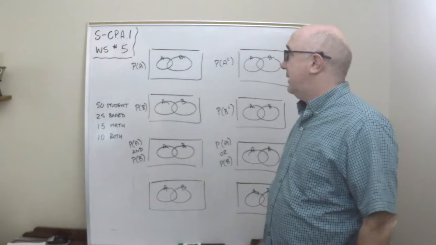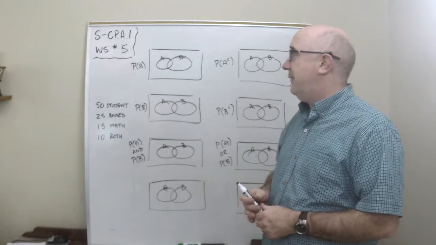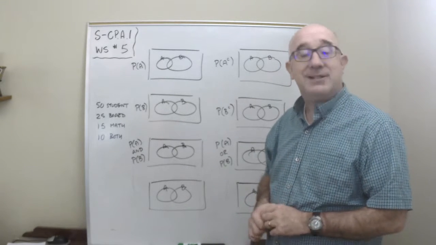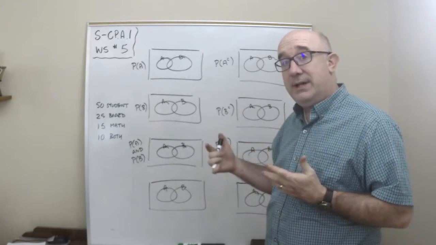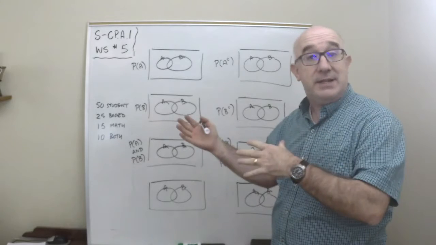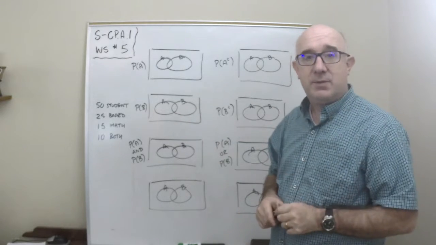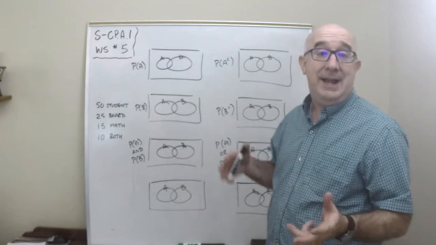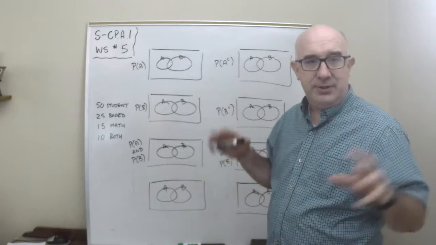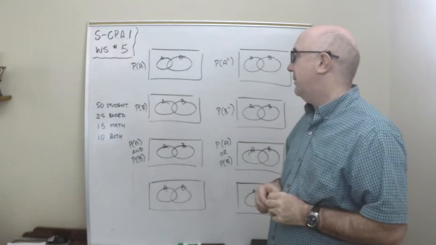We're going to look at S-CP.A.1 worksheet number 5, and it has a lot of the same kind of stuff as number 4 did. So if you're a little lost here and didn't watch that video, I'd go back and watch that as well. Here I'm going to focus on the words and a little bit about shading to understand what's going on in the Venn diagram.